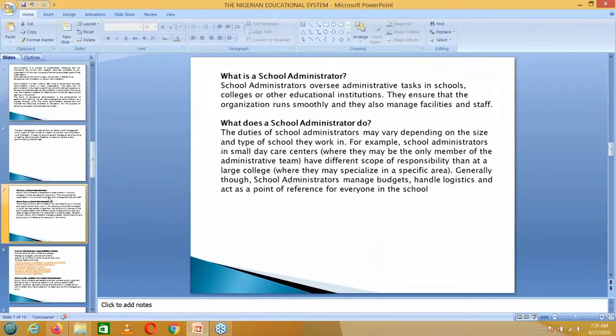We also talked about who is an administrator. They are the heads in the school. The director of a school can be part of school administration, along with the principal, the vice principal, the deputy director, and the likes. What they do depends on the type of school they work in. You understand? The school administrator of a daycare is different from what you find in large colleges. They manage budgets, handle logistics, and act as a point of reference for everybody within the school.